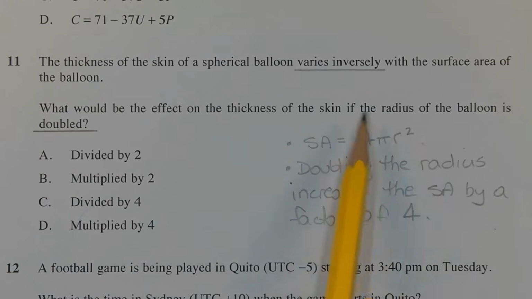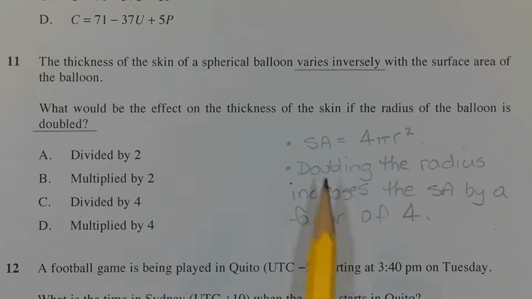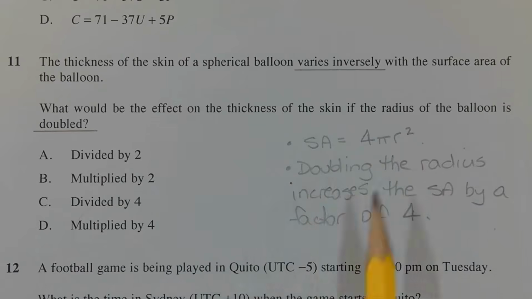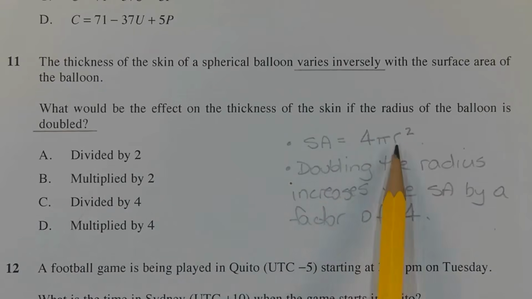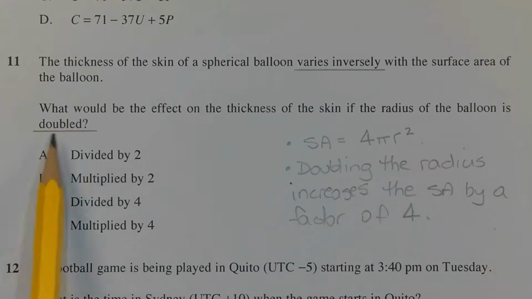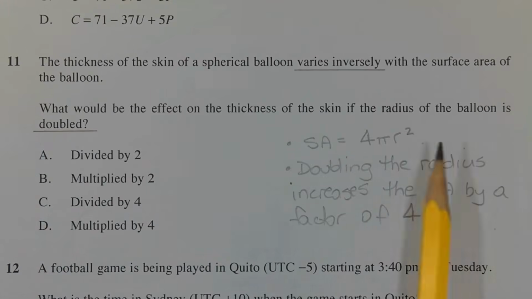Let's look at the surface area formula for a sphere. Now, surface area, that's what SA means here, is equal to 4 times pi times radius squared. Now, the radius of the balloon is doubled. I've underlined doubled here as the other key term. So if we go back to the R in the formula here, what happens when we double the radius?